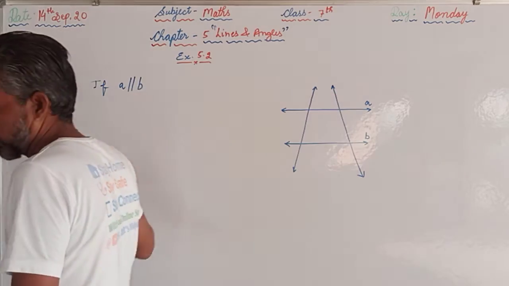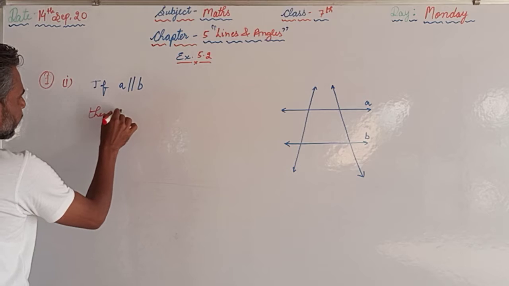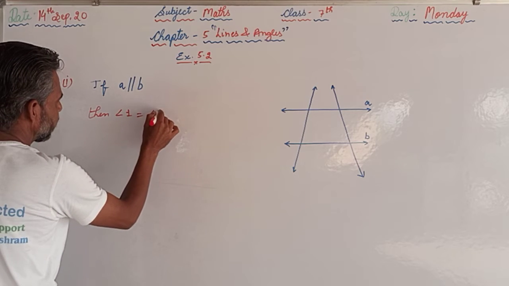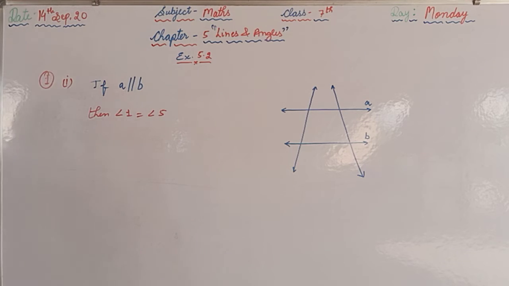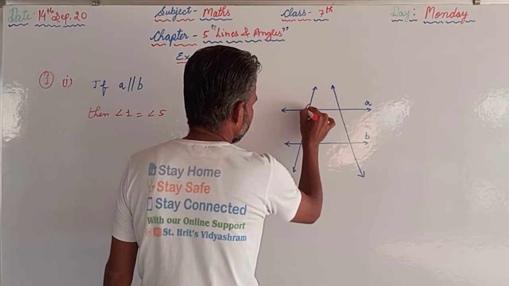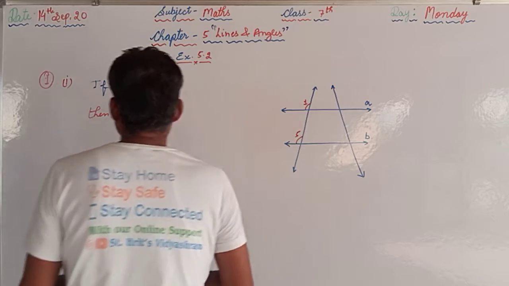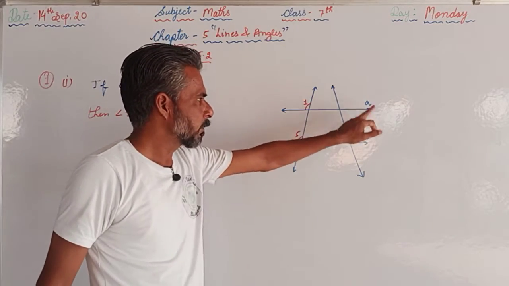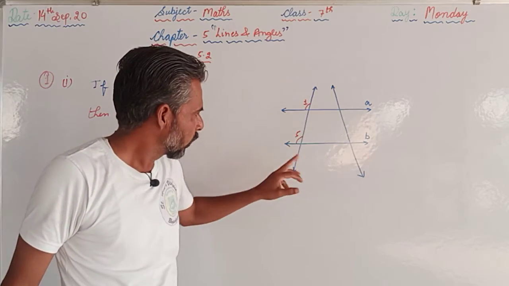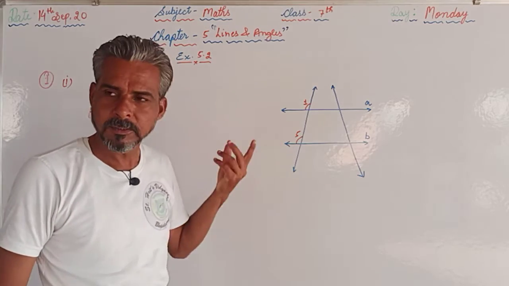And here two angles are there. Then angle 1 is equal to angle 5. Which is angle 1? Angle 1 is here and angle 5 is here. So it is given that A is parallel to B. Now we have to see that angle 1 is equal to angle 5. It is also given, but why?